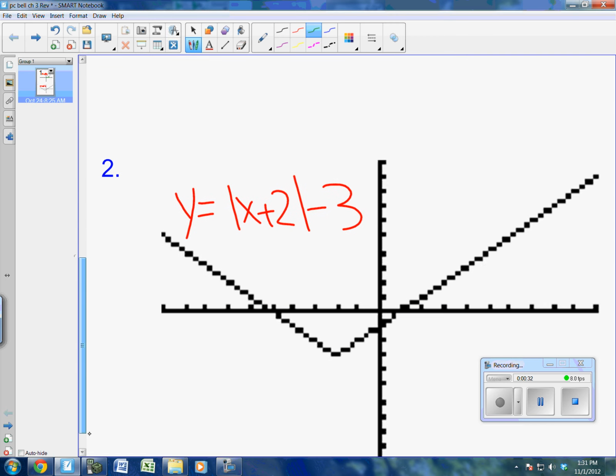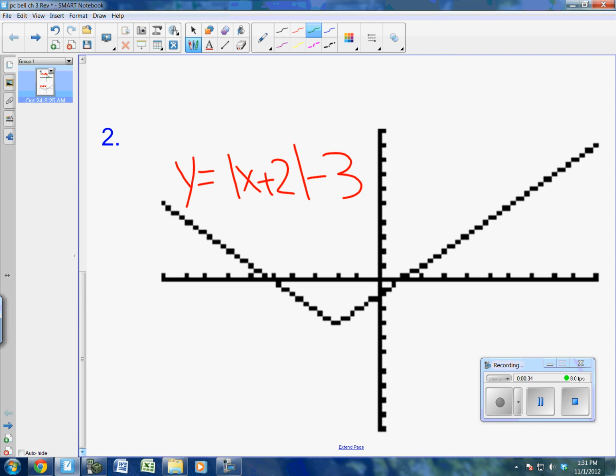On this other one, it was an absolute value function. It shifted 2 units to the left. By replacing x with x plus 2, it shifts 2 units to the left. And if you minus 3, it shifts it down 3 units. And so the vertex shifted from (0, 0) to (negative 2, negative 3). Okay, any questions on those?